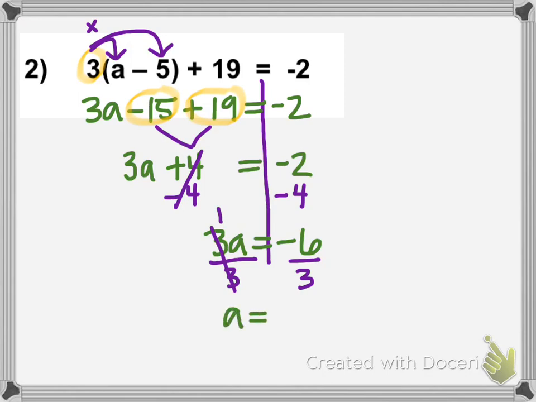Bring down your equals. On the right, we've got negative 6 divided by 3. Make sure you're not subtracting. Remember, always divide when you see that fraction bar. Negative 6 divided by 3 is negative 2. There's your solution. Make sure to go back and check.